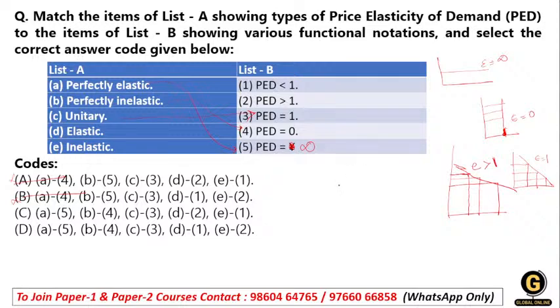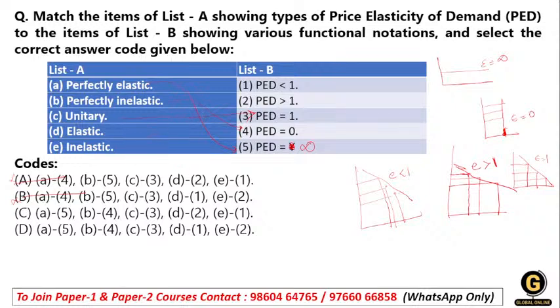And inelasticity means the elasticity is less than 1. If you increase your price a little bit, the quantity decreases only a little. If you decrease your price a little bit, the quantity increases only a little. So with a small change, you can see very little change in the quantity demanded. That is your inelasticity of demand, which you can match with elasticity less than 1.